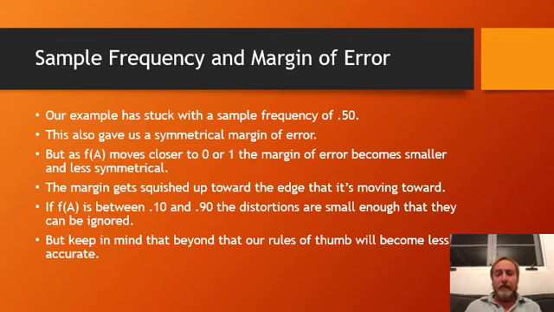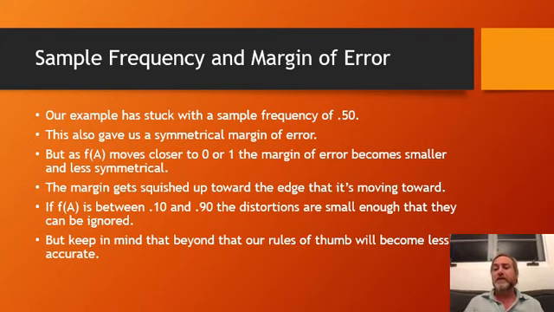But we can pretty much ignore this. If the relative frequency you find is anywhere between 0.1 and 0.9, the distortions that are introduced are small enough that you can largely ignore them. Just keep that in mind. If you're beyond those bounds of 0.1 and 0.9, our rules of thumb are going to become less accurate. But for the purposes of this course, you won't need to worry about it as far as exercises and stuff.